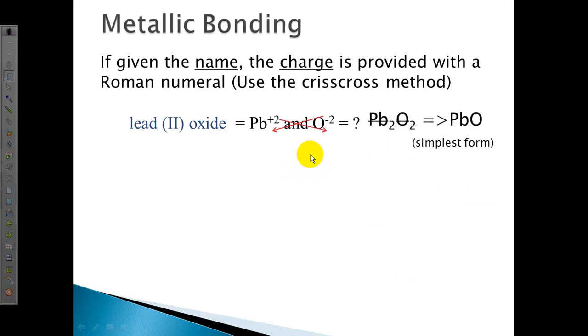This is an ionic type bond because you have a metal and a nonmetal. They would have 2 each, but you notice that if lead is going to give 2, oxygen is going to take 2, you can just bond 1 of each together. That's the simplest form.